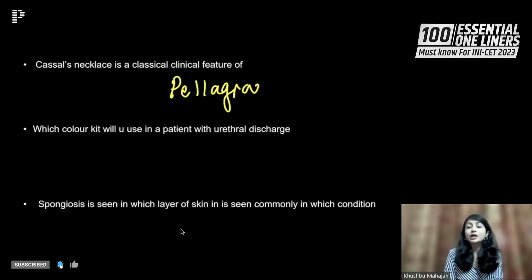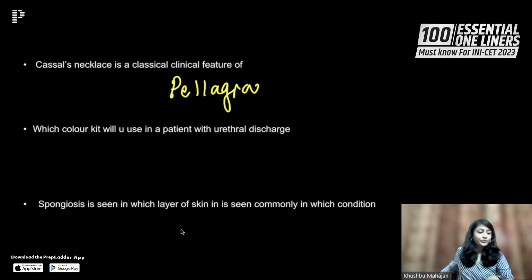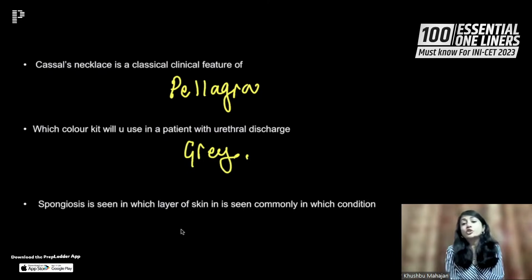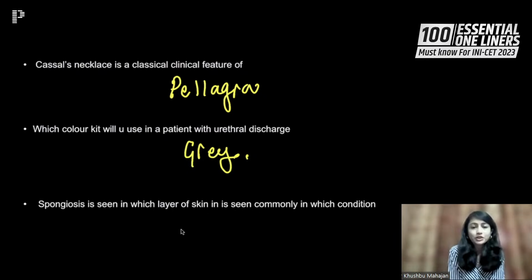Next question. Which color kit will you use in a patient with urethral discharge? This was again a question. Gray color kit, absolutely right. Gray color kit or kit 1 is one which you use for urethral discharge patients.